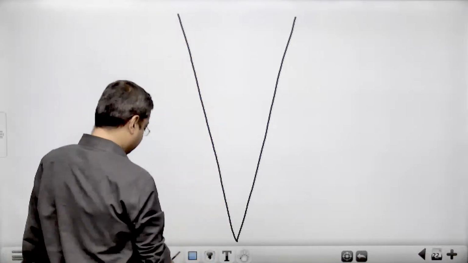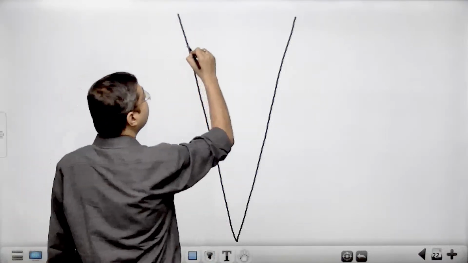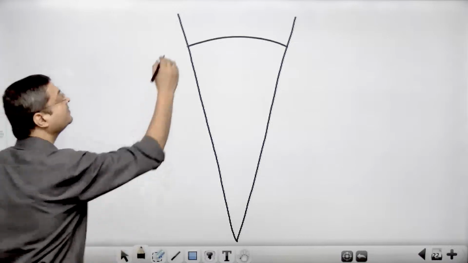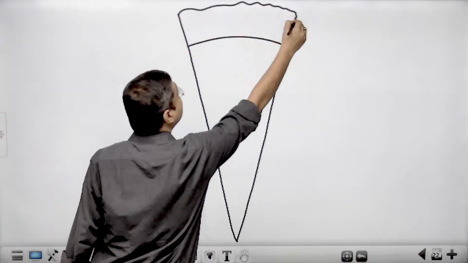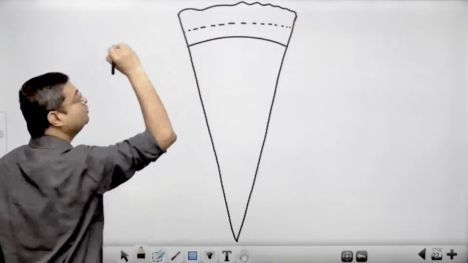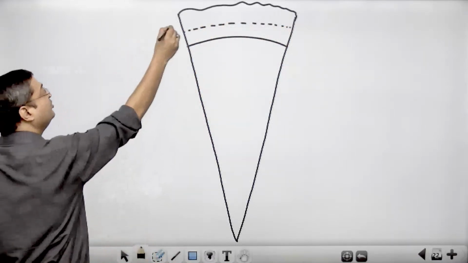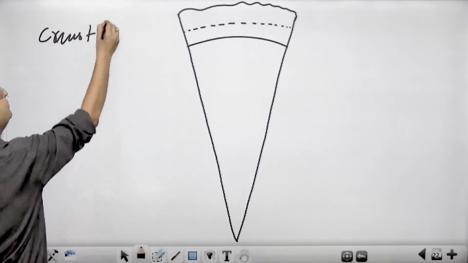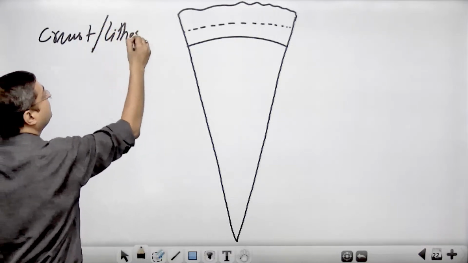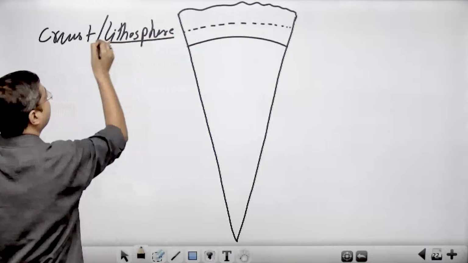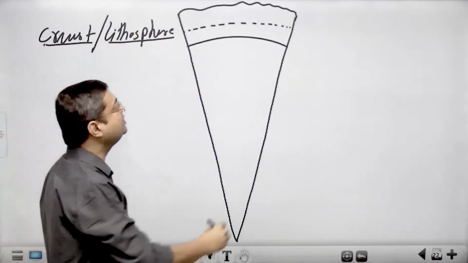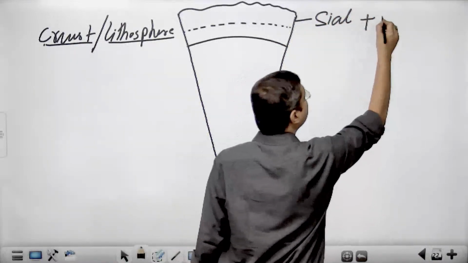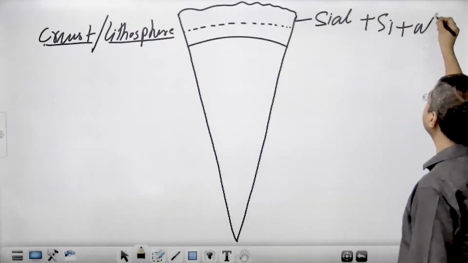So the first layer of the earth is the crust, ठीक है. Now the crust is bifurcated into two parts. The topmost layer of the crust, this is your crust, is also termed the lithosphere, ठीक है. The topmost layer of the crust is sial, which simply means silica and aluminum.